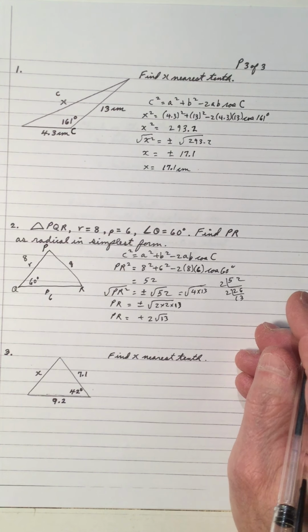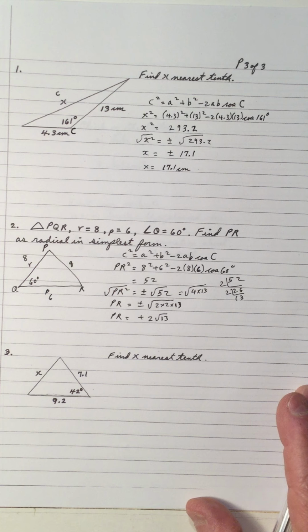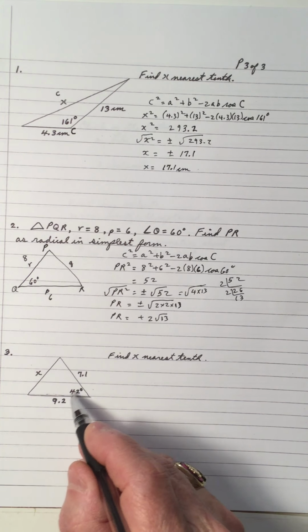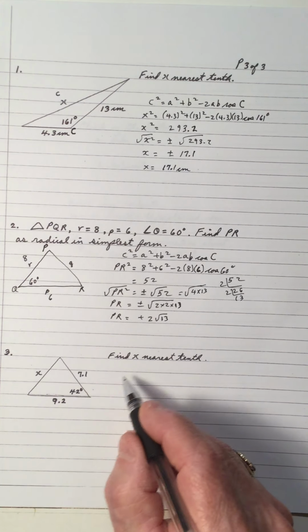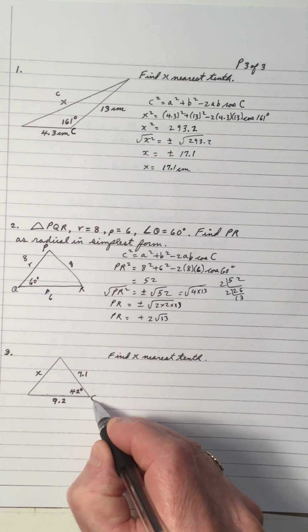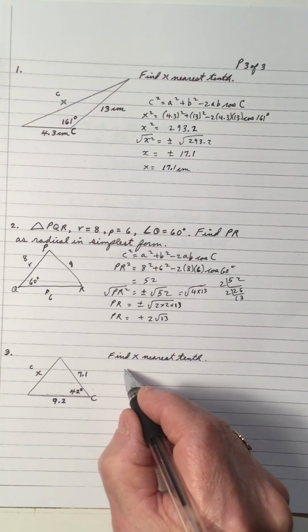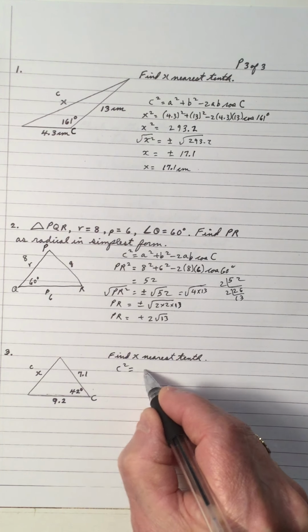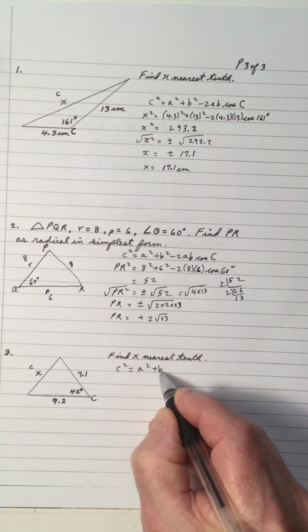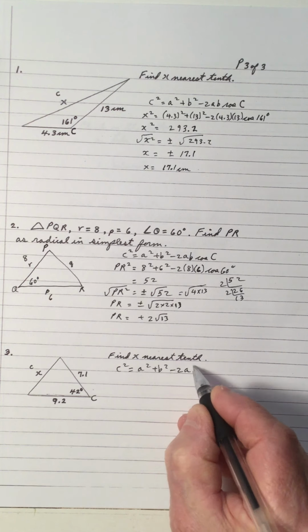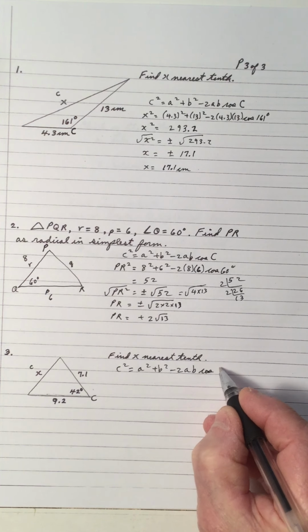Okay, and one more to do. Find x to the nearest tenth. And it's just more practice, that's all this is. So again, this is the angle, this is the C, angle C, this is small c, so this is the A and the B. So C squared is A squared plus B squared minus 2AB cosine C.